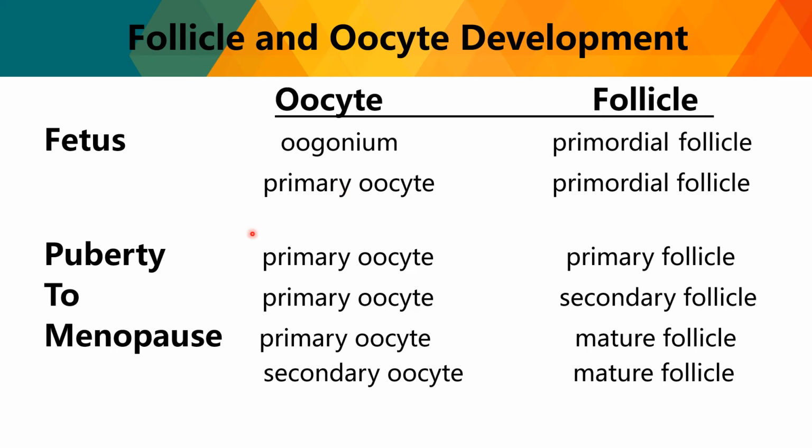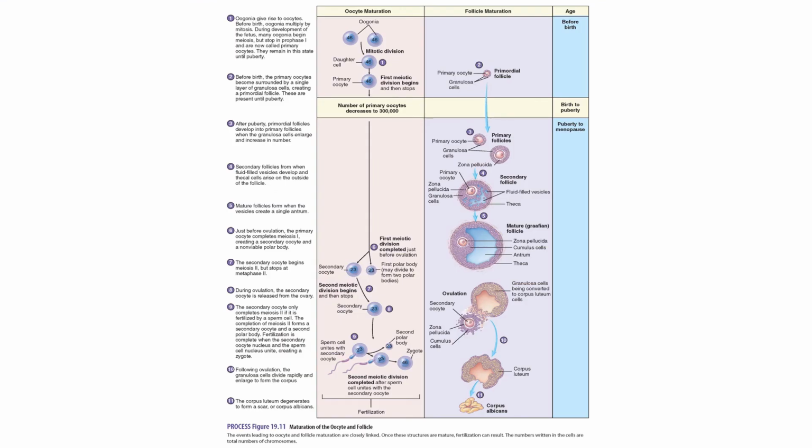Okay? And then pag puberty to menopause, of course the primary oocyte nasa primary follicle, primary oocyte moving to the secondary follicle, and then primary oocyte and secondary oocyte going to the mature follicle. Okay? So again, in this one, it shows you the maturation of the oocytes and the follicle. So in this one, before birth, meron ng oogonia, okay, and then the first meiotic division, and then meron ng primary oocyte and primordial in the primordial follicle.